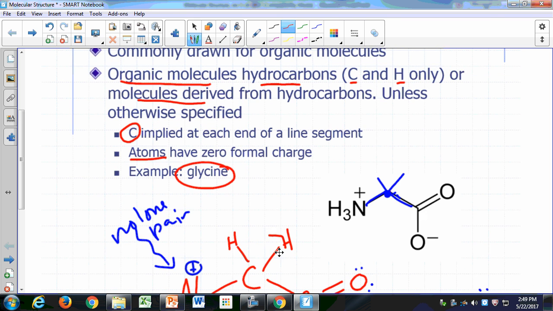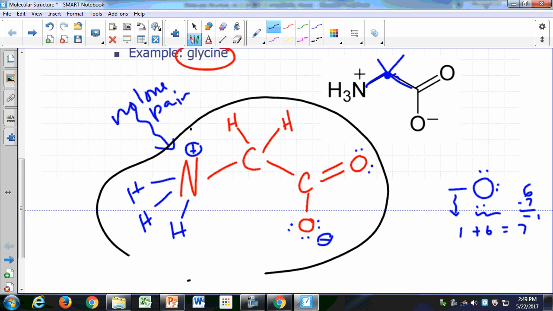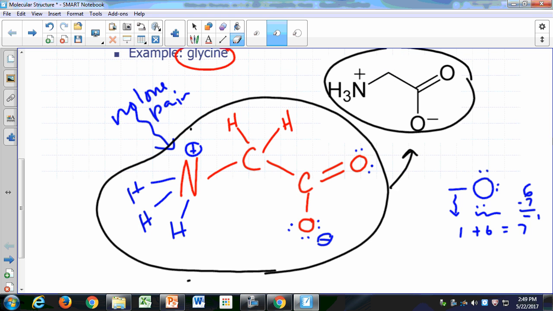The hydrogens are implied: if the carbon has a zero formal charge, you have to add the right number of hydrogens to be consistent with that. So this is the more complete sketch of the structure of this amino acid called glycine. This one right here. What you have over here on the right is the abbreviation for this more complete structure on the left.